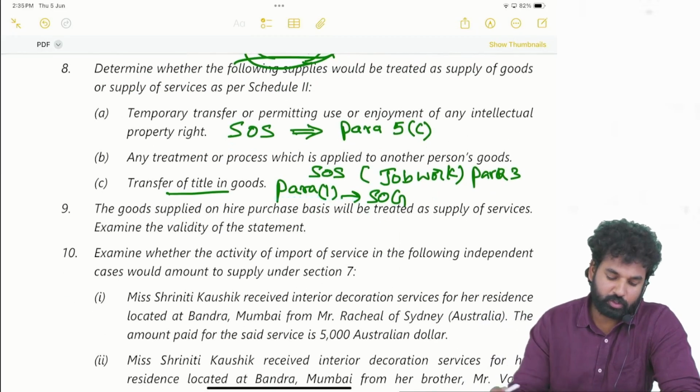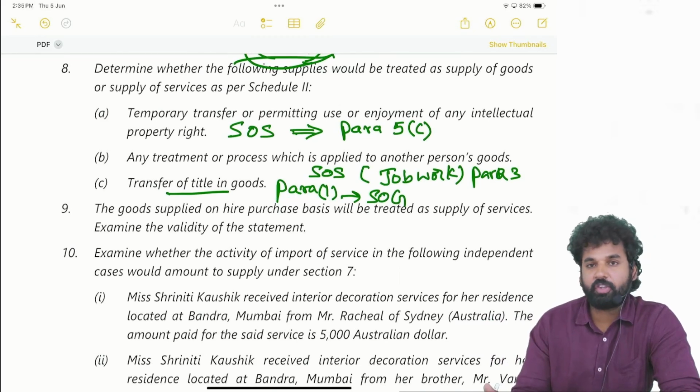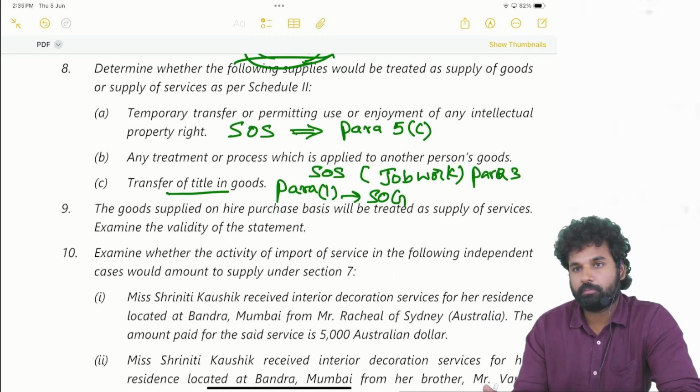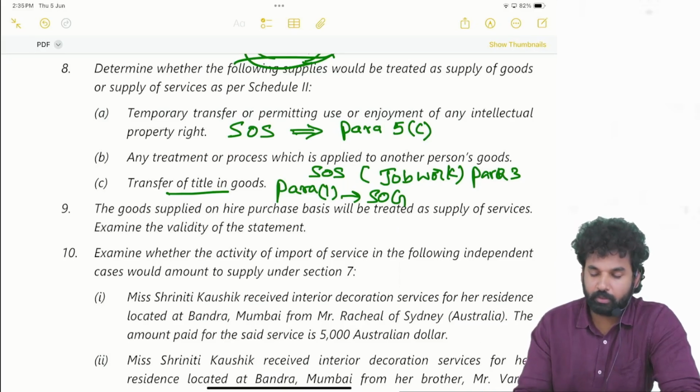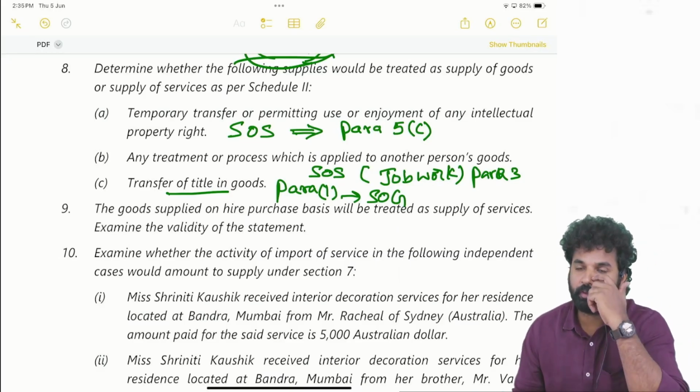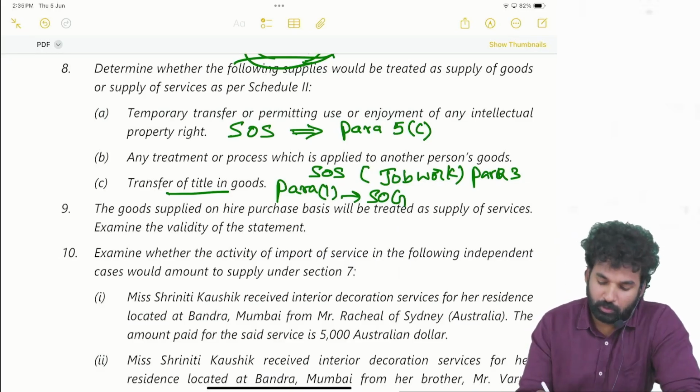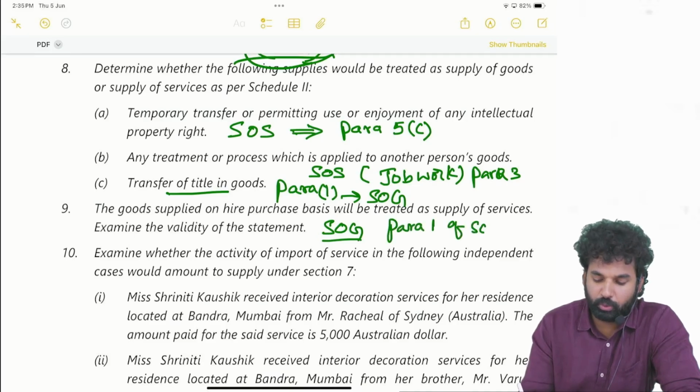Okay. Next. The goods supplied on hire purchase basis will be treated as supply of service. Examine the validity of the statement. What is this? Wrong statement. Supply of services, supply of goods. Supply of goods, okay, as per Para 1 of Schedule 2.